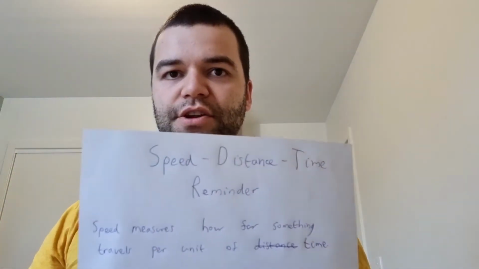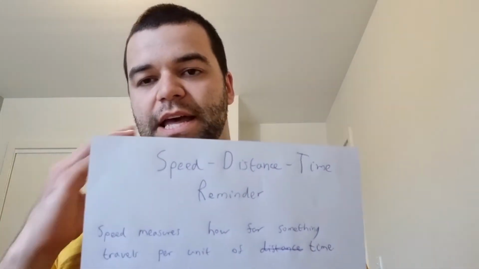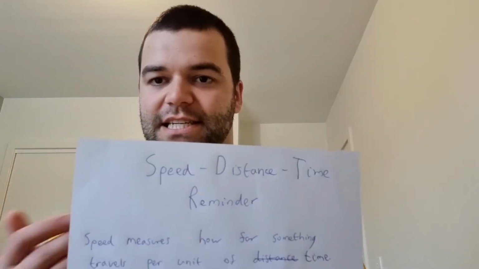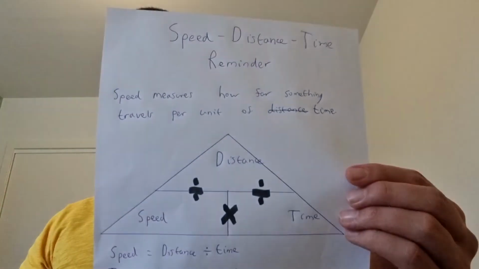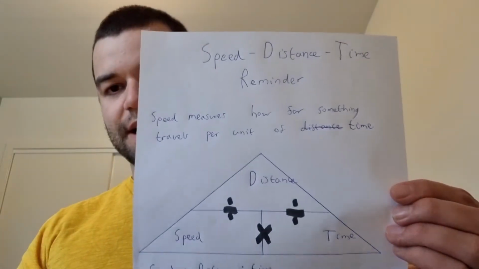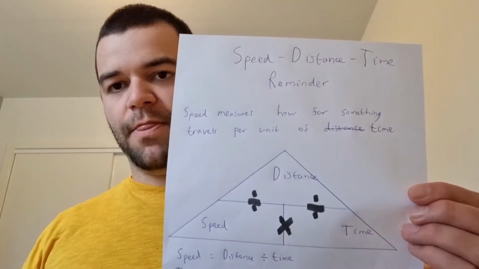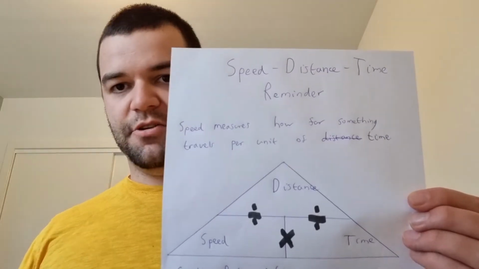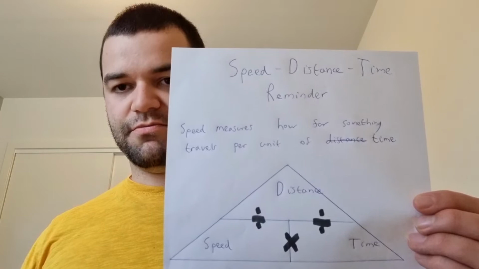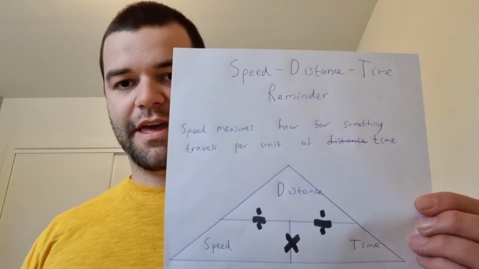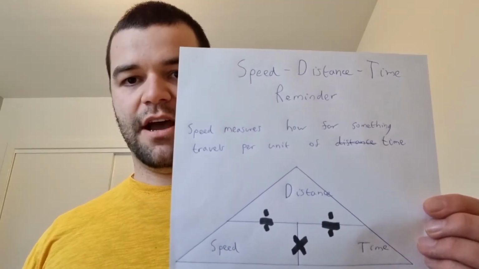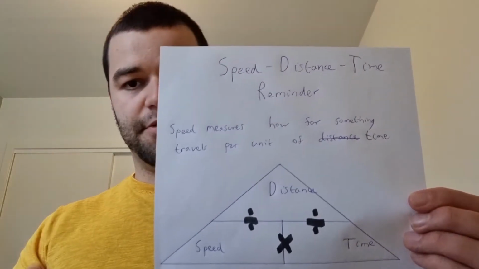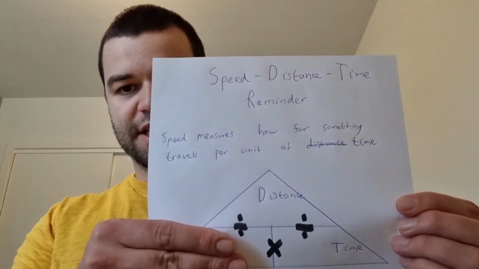So when we're looking at speed, speed is essentially how fast something travels per unit of time. And when we're looking at speed, we need to be aware of distance and time as well. And we can use a formula triangle to show us how to work out the one that we're looking for. All we have to do is, if we're given two things and trying to work out a third thing, we just cover the thing that we're trying to work out, and that tells us what to do with the other two things.